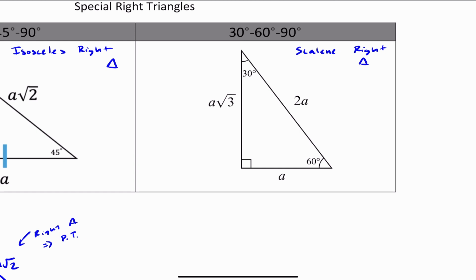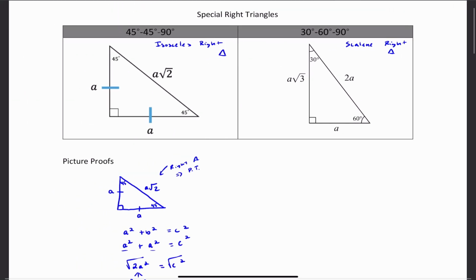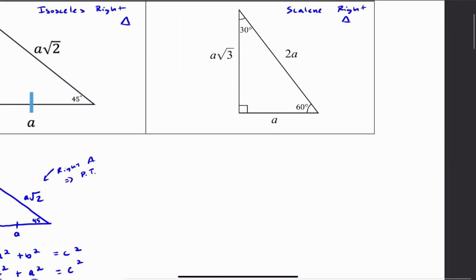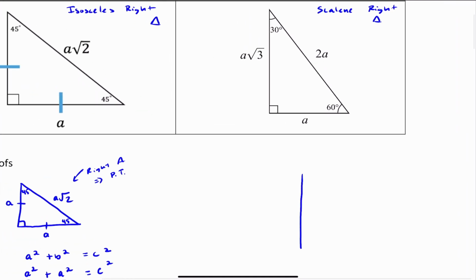Okay, so now what I want to go ahead and do is prove the 30, 60, 90 triangle. So I'm going to draw my 30, 60, 90 triangle.